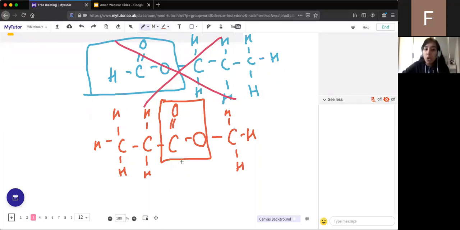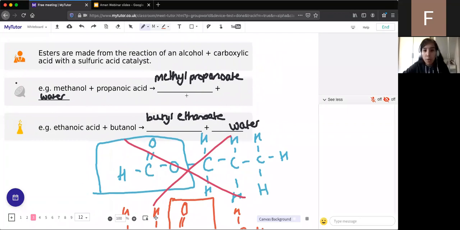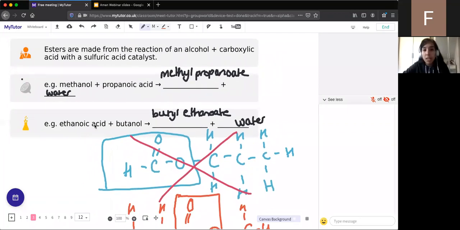So as someone said, the alcohol goes on the right, not as we would expect. Someone's asking, why is it always ethanoate? It's not always ethanoate. So it's methyl propanoate. It depends which acid you've used.